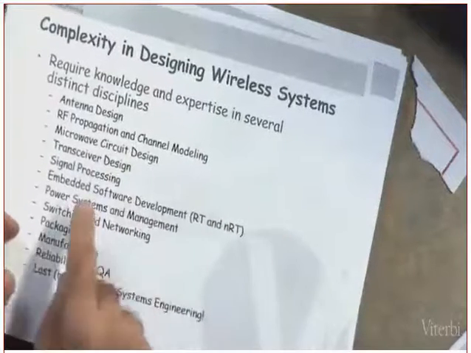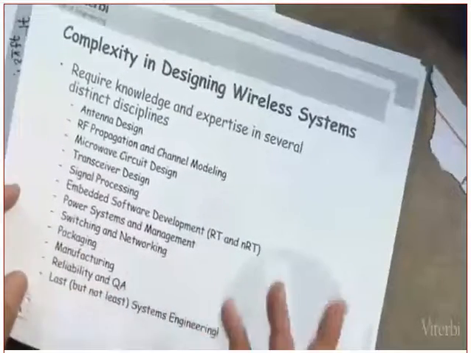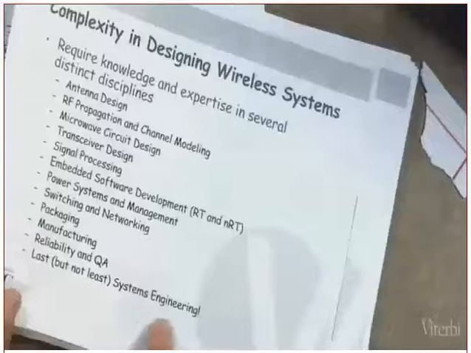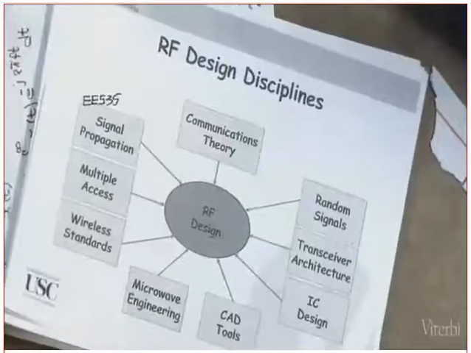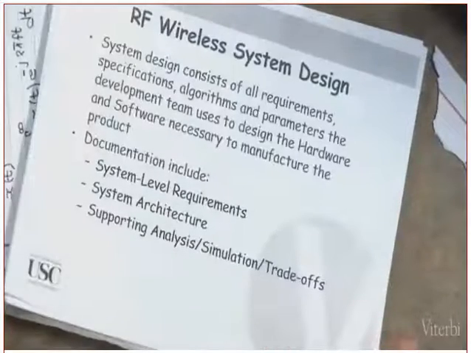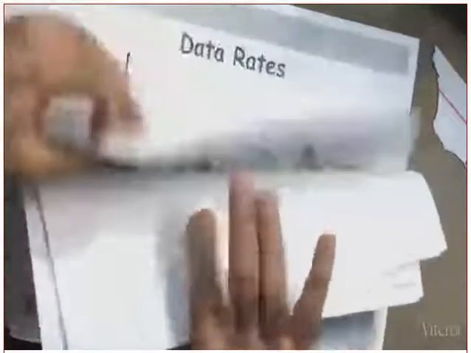description. Microwave circuit design: our interest is in the transceiver design. Signal processing, embedded software, packaging, switching, and so on. Reliability. And last but not least is systems engineering, of course. Clear? RF, again, as I told you last time, is one of the most complicated issues or fields in engineering.